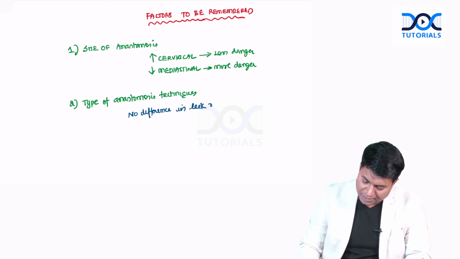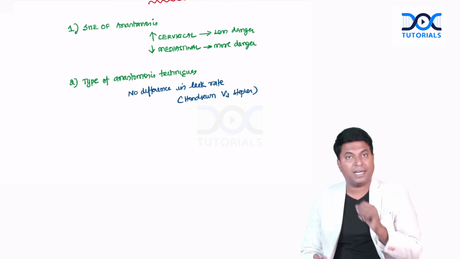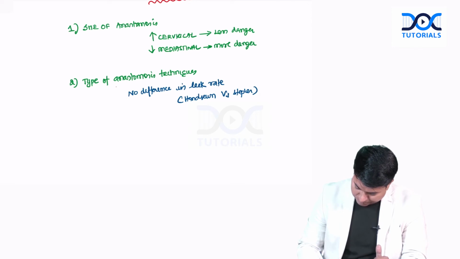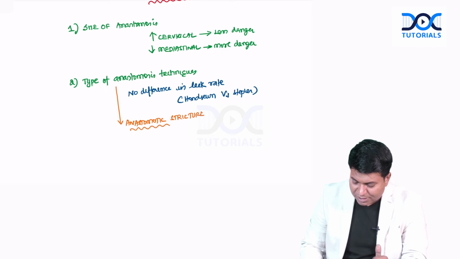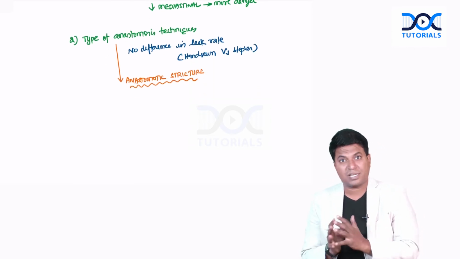There is no difference in leak rate with hand-sewn versus stapler. Both have the same percentage of leak rate. But there is one more complication you should remember in anastomosis: anastomotic stricture. The anastomotic area can go for stricture, though it is not a major issue to worry about. You can easily manage them. But it is also a complication.